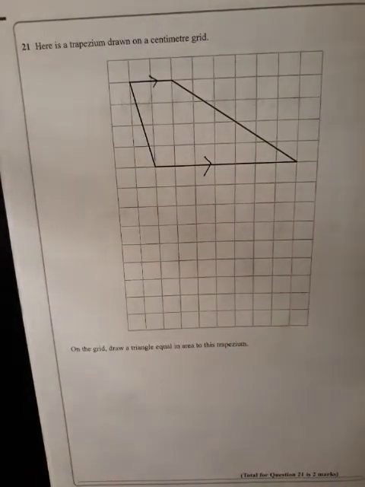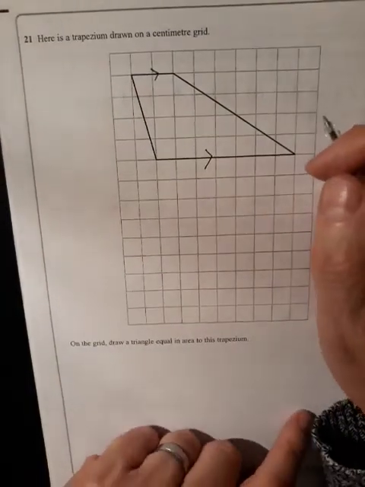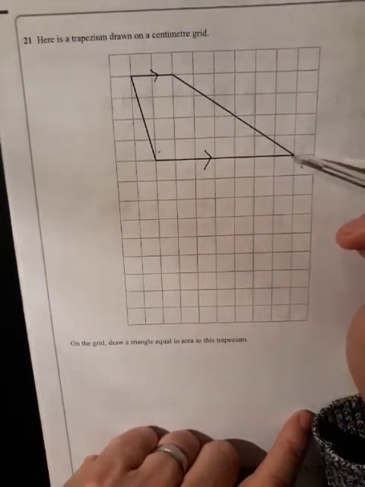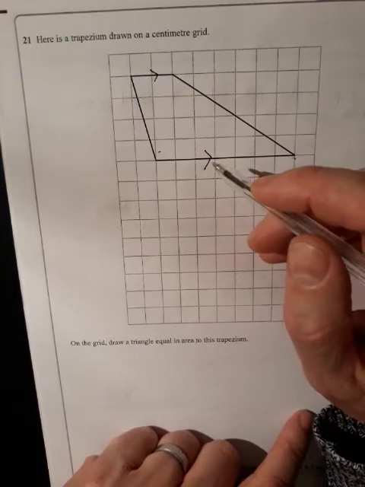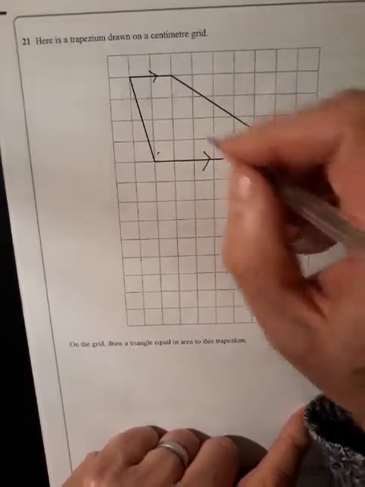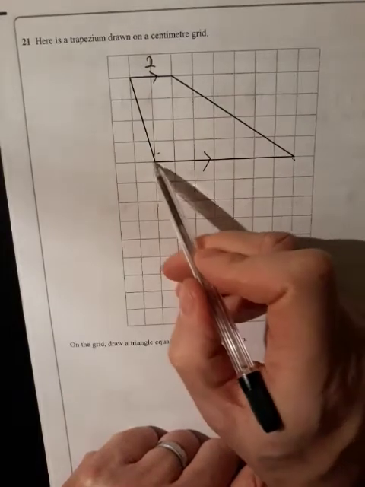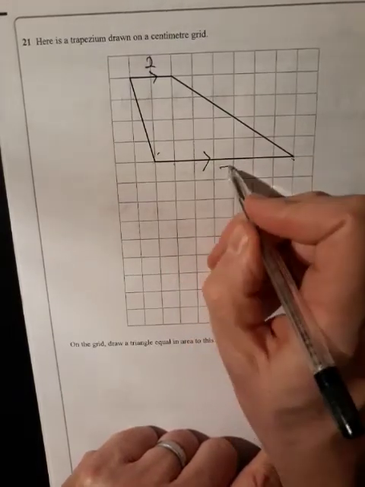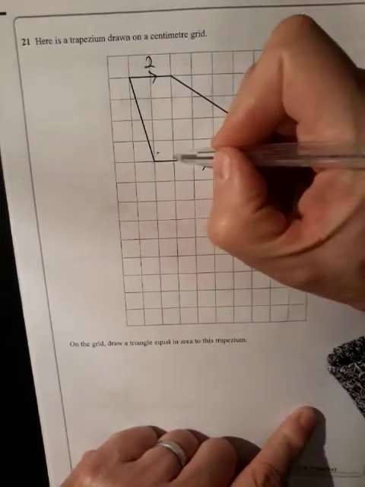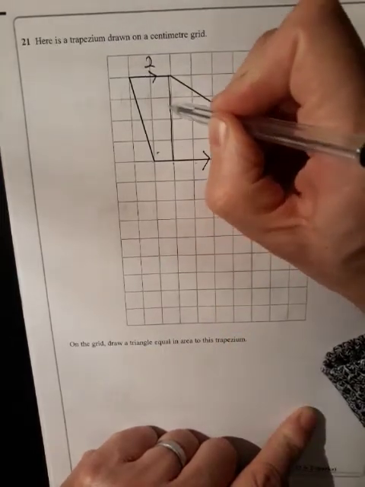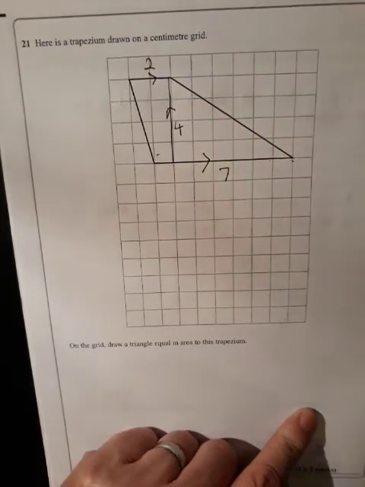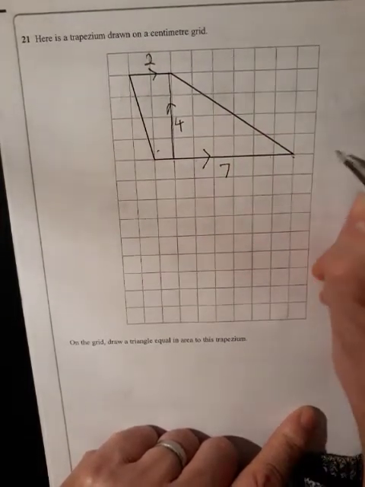And there is a formula for this, but it's probably best remembered by working out half the sum of the parallel sides and times the distance between them. So the sum of the parallel sides, well, we've got 2 squares long that side, and this one's 1, 2, 3, 4, 5, 6, 7. And the distance between the two parallel lines, we can measure here, is 4 squares. So I've got everything I need now for the area of that trapezium.